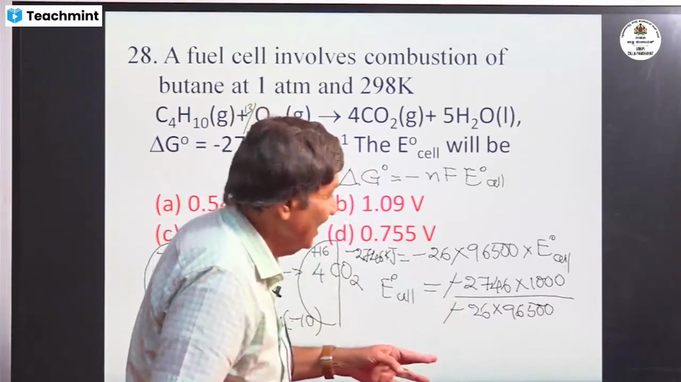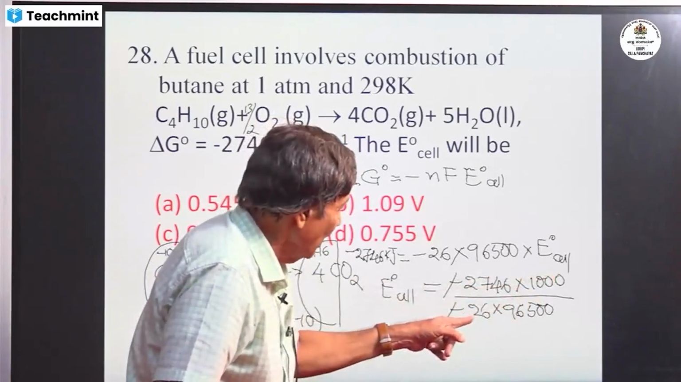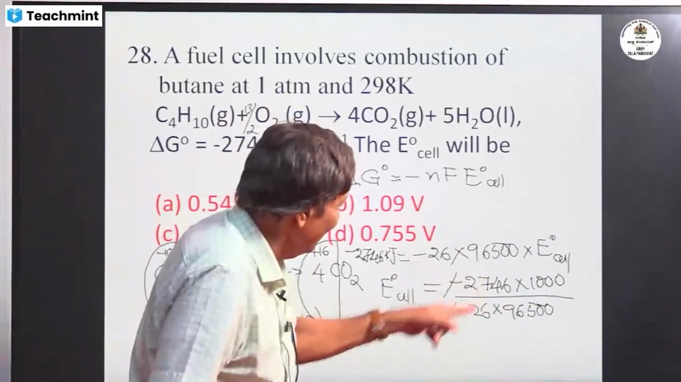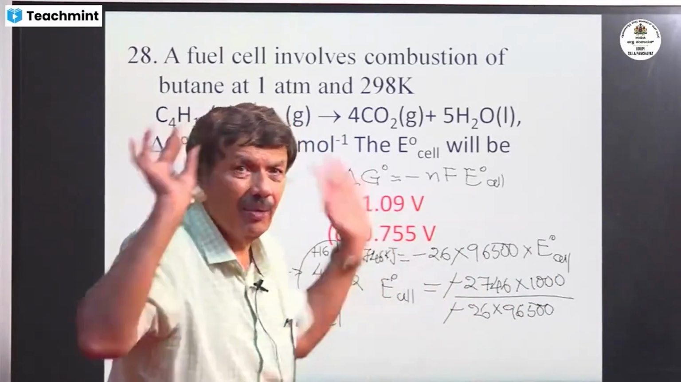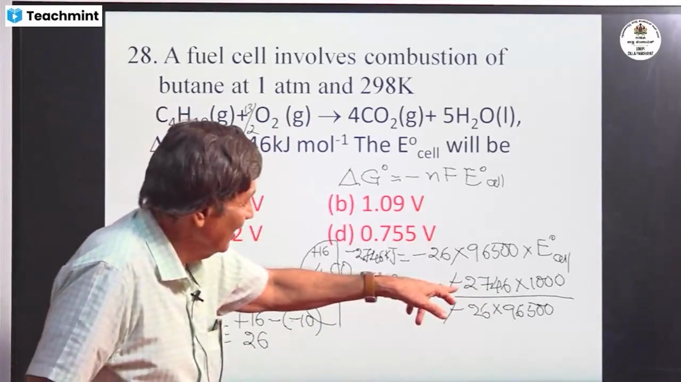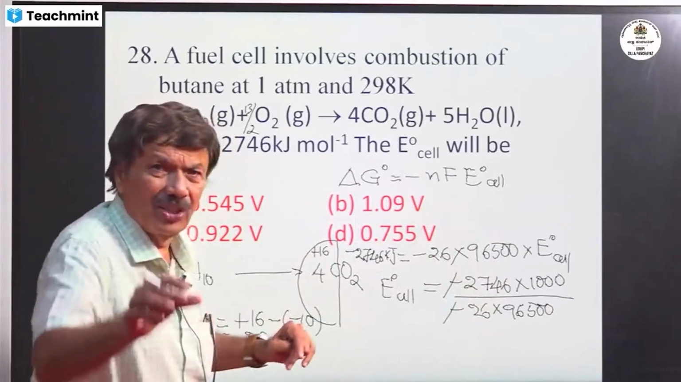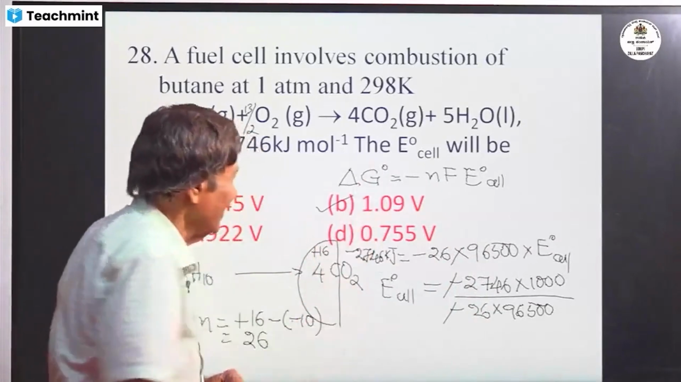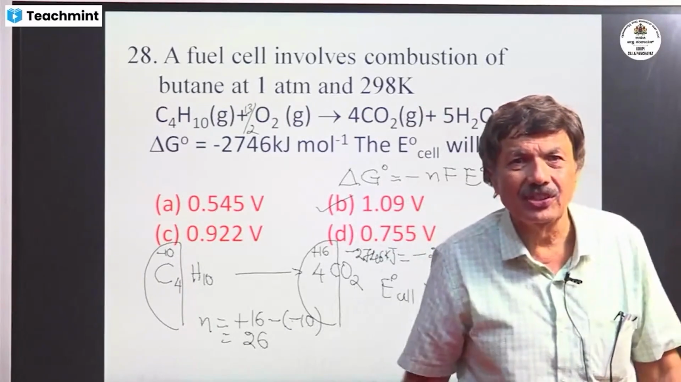See here, digits to calculate: 1, 2, 3, 4, 5, 6, 7. This also 1, 2, 3, 4, 5, 6, 7. Almost the same. It is 27, and this is 26, so the numerator is slightly more than the denominator. So the answer should be slightly more than 1. The right answer is 1.09 volt. You need not simplify. Only the problem is to calculate n.